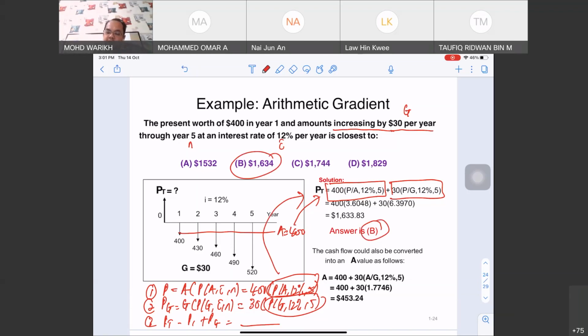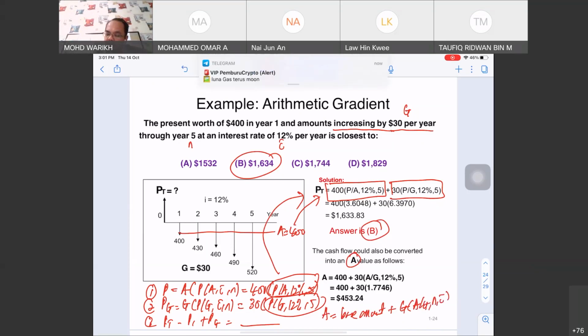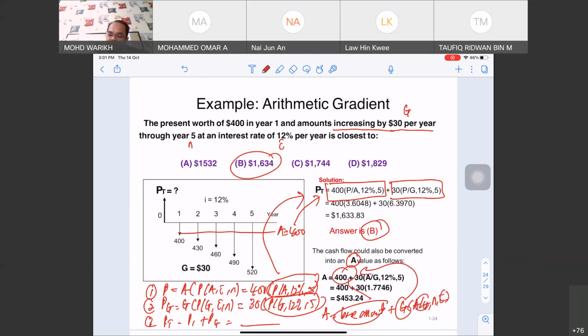And the cash flow could be converted to A. That means you have to pay the same amount every year. So go to the formula. The A is a base amount plus G. The base amount is 400 ringgit, the G is 30 ringgit, 12%. So you will get this answer. Boleh?